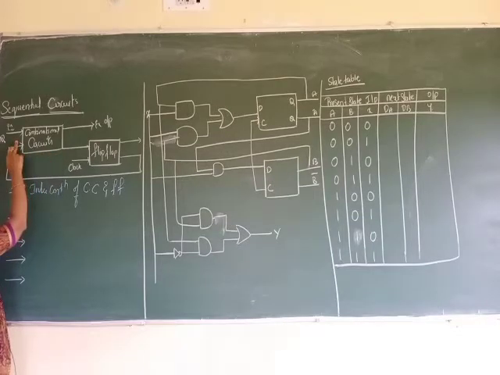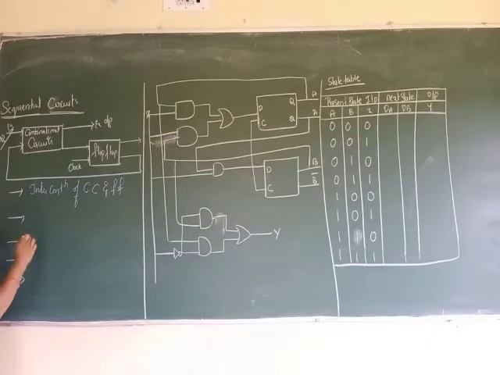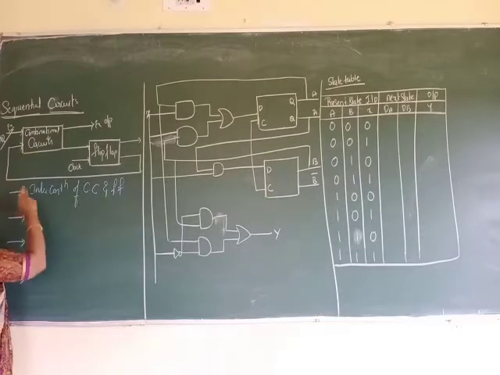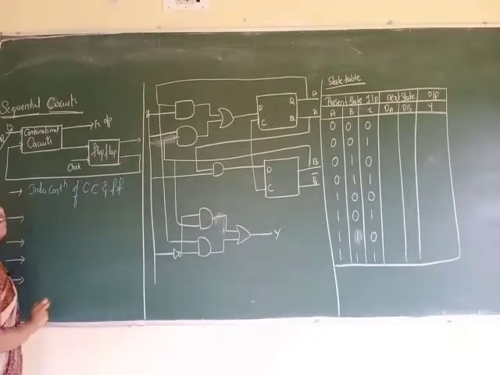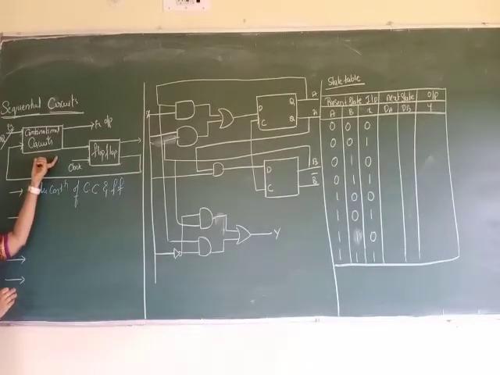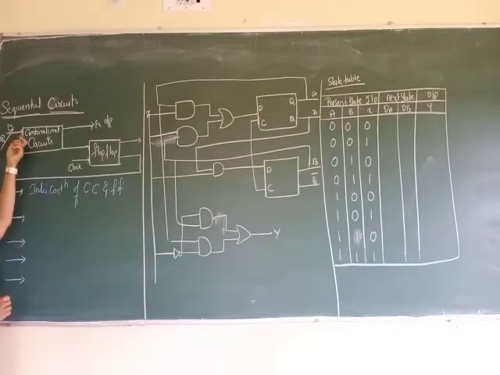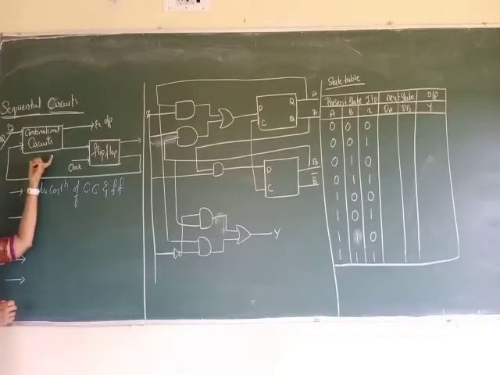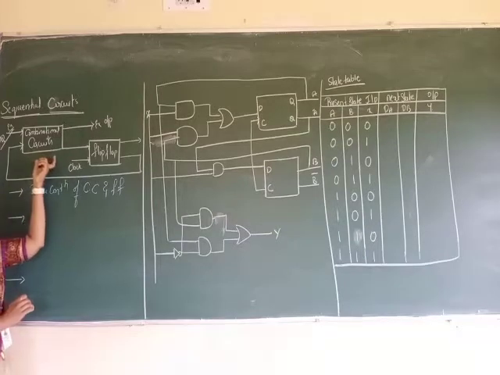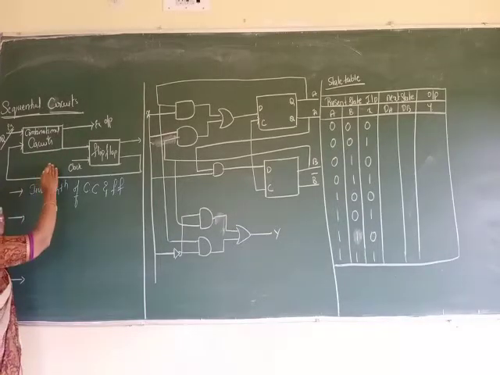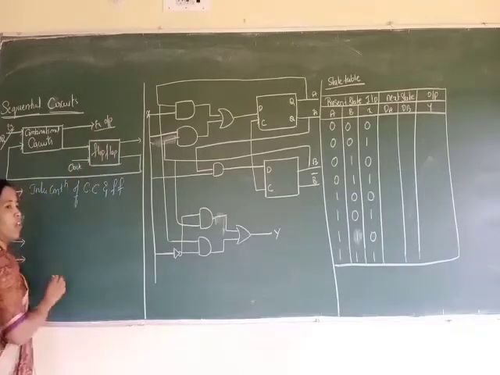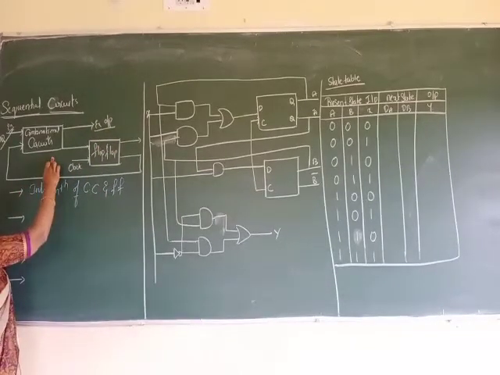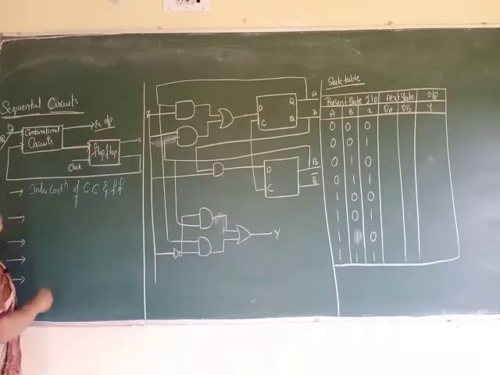This combinational circuit gets input from the external input, as you can see from this arrow. It also takes input from the second arrow. From where? The output of the flip-flop is given as an input to the combinational circuit. The combinational circuit generates the output, which is sent to the external output, and it is also given as input to the flip-flop.